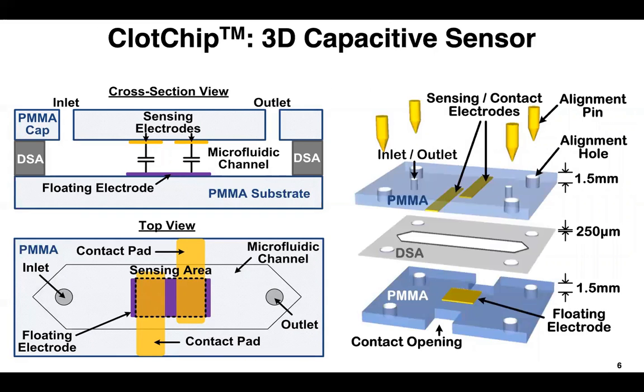So we take a quick look at the ClotChip fabrication technique. Gold electrodes are screen printed on the inner surface of the PMMA substrates, and these substrates were brought together by a piece of double-sided adhesive layer, which was laser micromachined like this to form the microfluidic channel. The double-sided adhesive layer was 250 micrometers in height, which sets the height of the microfluidic channel. There are contact openings provided so that the sensing electrodes can be interfaced with the impedance analyzer.